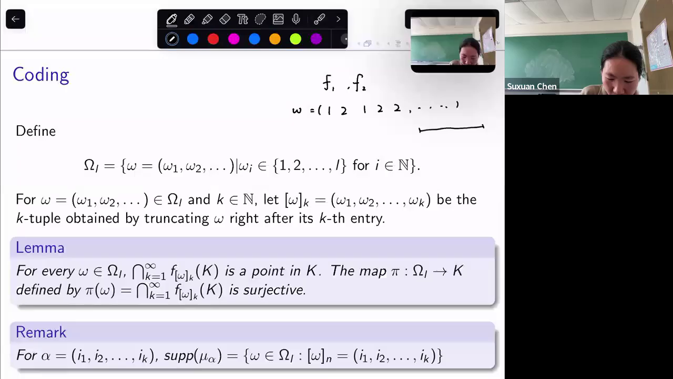So we have the unit interval, and then under F1 we have F1 of the interval here. So now this point should be inside this one. And then we have 2 here, so we use F2. And then we have 1 again, so we use the first one, and then the second one again, and then the second one again. So if we consider the intersection of all these images, we finally get a point. So that's how this omega is mapped to the self-similar set K.